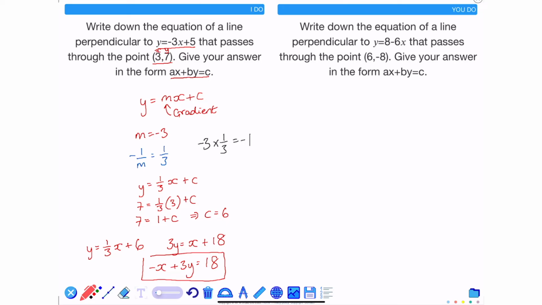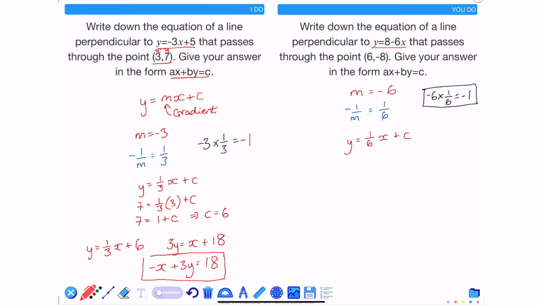So looking at the equation of the line that I've been given, y is equal to 8 minus 6x, I can see that the gradient is -6. That means that the perpendicular gradient will be -1 over m, which will be a sixth. As a check, -6 times a sixth is -1, so I know that I've got the right perpendicular gradient. Substituting what I know into y equals mx plus c, I know that the perpendicular line will have an equation y is equal to a sixth x plus c.